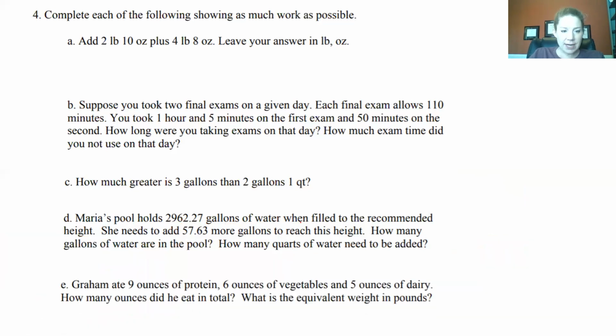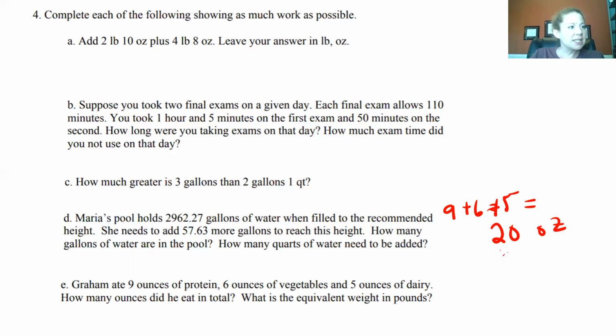And letter E, Graham ate 9 ounces of protein, 16 ounces of vegetables, and 5 ounces of dairy. How many ounces did he eat in total? So 9 plus 6 plus 5. Oops. So he ate a total of 30 ounces. And then the question is, what is that equivalent weight in pounds? Well, how many ounces are in 1 pound? Well, the answer is 16.